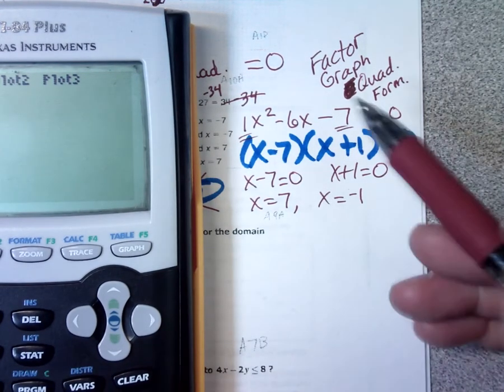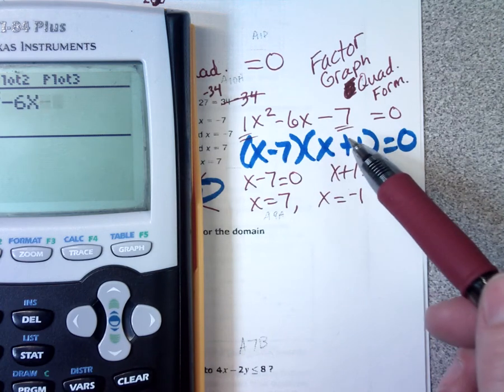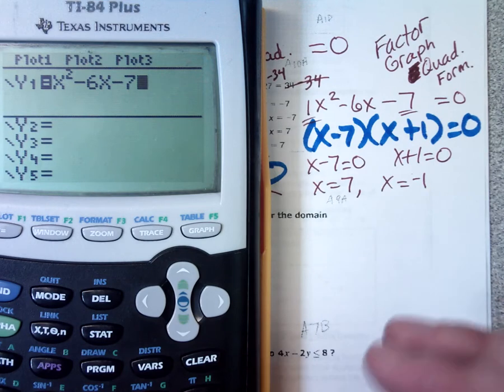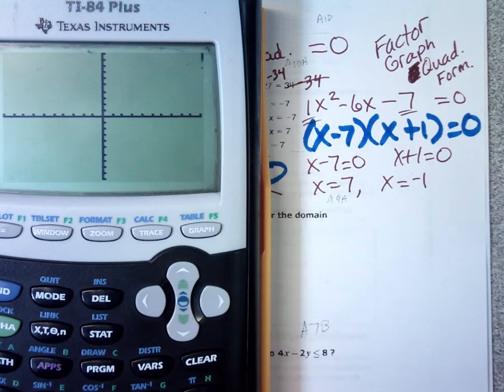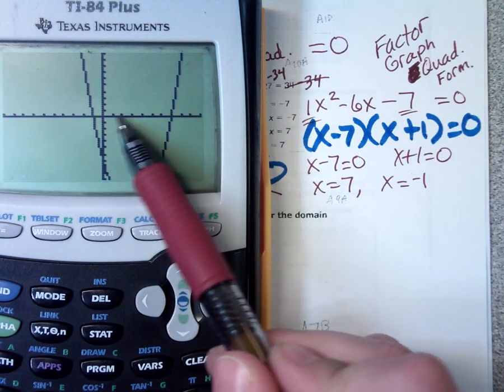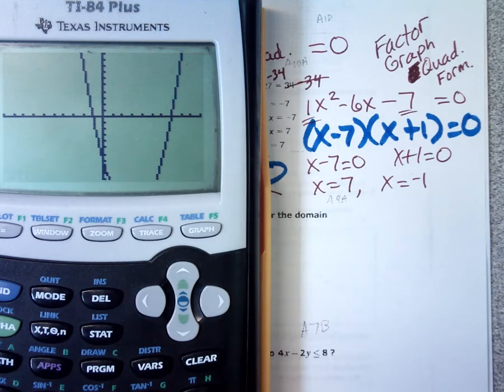Okay, so I would type in x squared minus 6x minus 7. So x squared minus 6x minus 7. Is that what you have typed in there, Zach? X squared minus 6x minus 7. Okay, then I hit graph. And here it touches at -1. And 1, 2, 3, 4, 5, 6, 7. It touches at 7 and at -1.